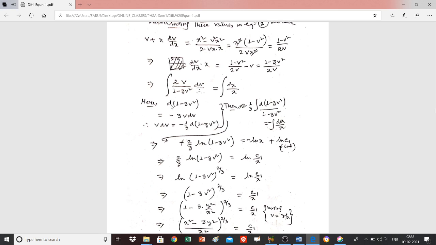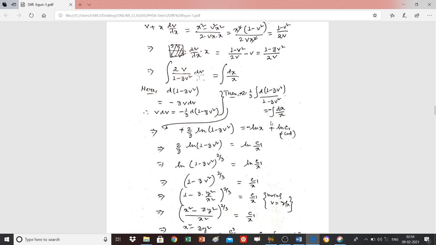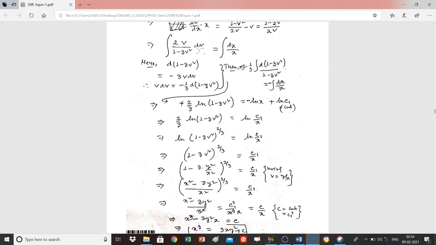And now you know that d of 1 minus 3v square will give you 3v dv, or v dv is 1/3 d of this. And then from here you can write 1/3 d of 1 minus 3v square by 1 minus 3v square. That will give you, in the right hand side, dx by x, but this minus sign is taken here. So after that, from here this is the next line.